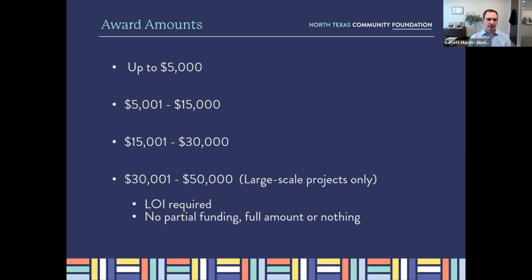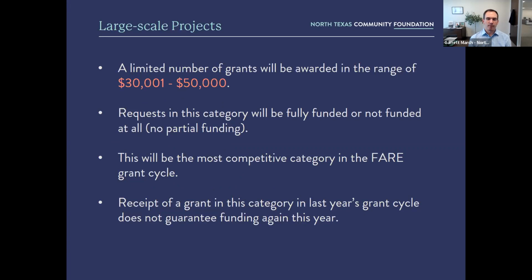And that 30 to 50,000 category is really a get it or not. You are going to be awarded the whole thing you're asking for, or you're not going to be awarded any of it. There's not going to be partial funding in that category. So we'll talk a little bit more about that particular project category. We have a limited number of grants that will be awarded in that range. Don't know the exact number, maybe somewhere between 4 and 6, but it is going to be our most competitive category.